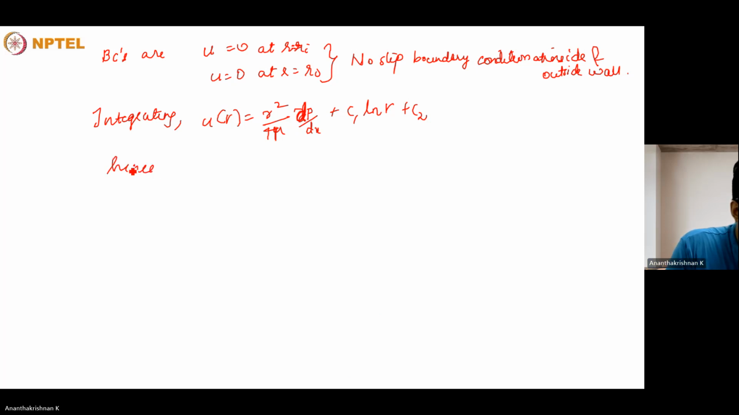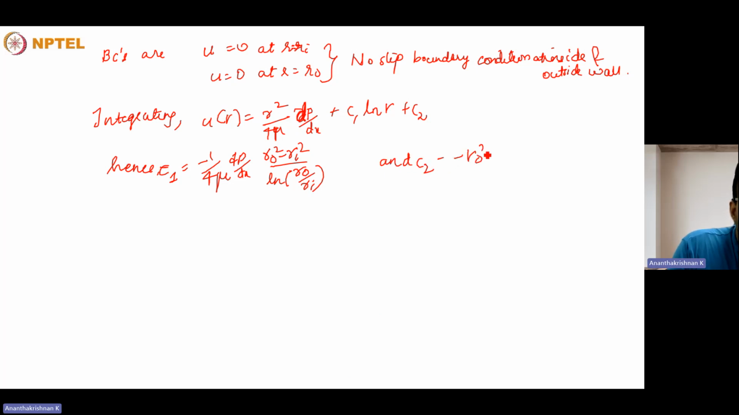Hence, we could write C1 is equal to minus 1 by 4 mu dP by dx times R outer squared minus R inner squared, divided by ln of R outer divided by R inner. Similarly, C2 is equal to minus R outer squared divided by 4 mu dP by dx minus C1 ln of R outer. These are the constants obtained by applying the boundary conditions onto this general equation.